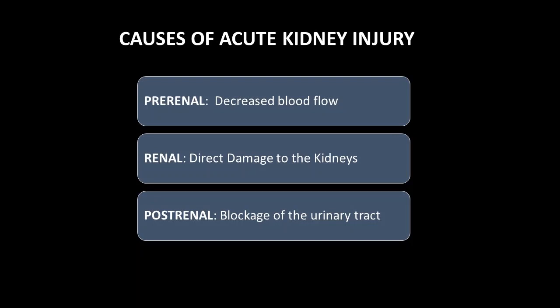Post-renal causes are mostly due to blockage of the urinary tract. Blockage may be due to bladder, prostate, or cervical cancer, enlarged prostate, that is benign prostatic hyperplasia, problems with the nervous system that affect the bladder and urination, kidney stones, or blood clots in the urinary tract.